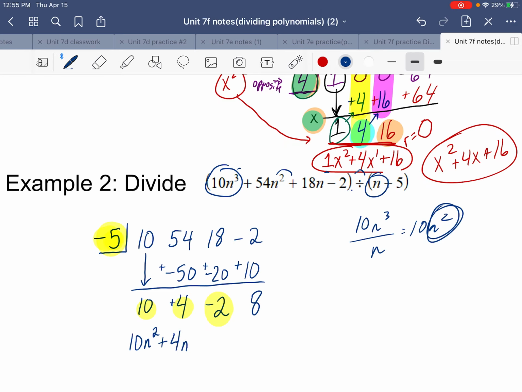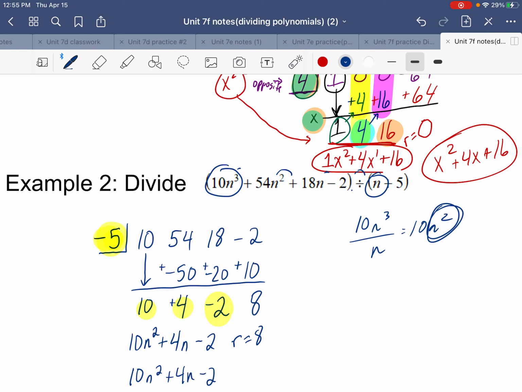n, it went from n squared, so it'll be n to the first. I don't need the 1 there. And then it'll be n to the 0. I don't need n to the 0 because n to the 0 is 1, and 1 times negative 2 is negative 2. And then it would have a remainder of 8. So you can say a remainder of 8. I think even a better answer would be 10n squared plus 4n minus 2.